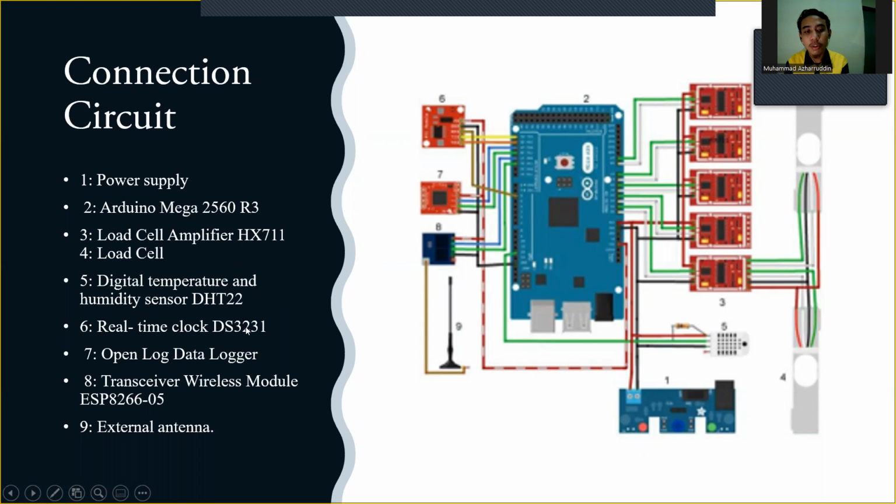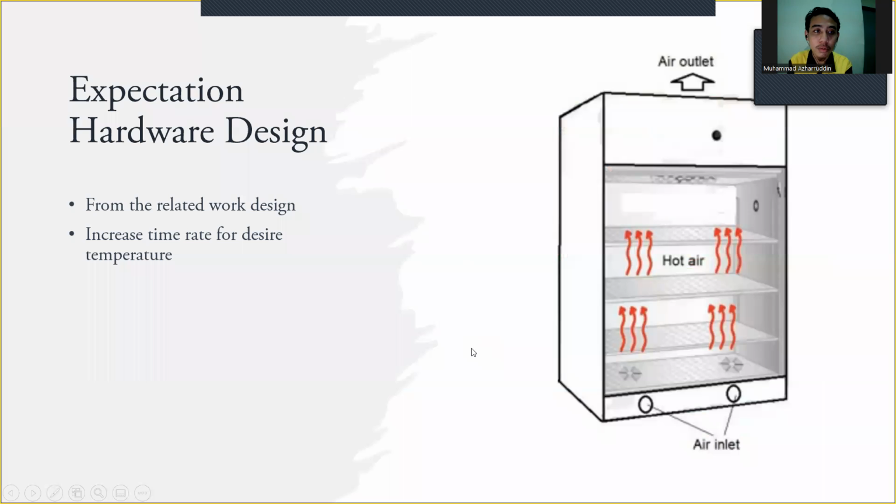Number 6 is the real-time clock, for monitoring the time. Here is the open log data logger. Number 7 is the transceiver wireless module. Number 8 and number 9 are the external antennas. So this is the external antenna. Then we proceed to the expected hardware design.